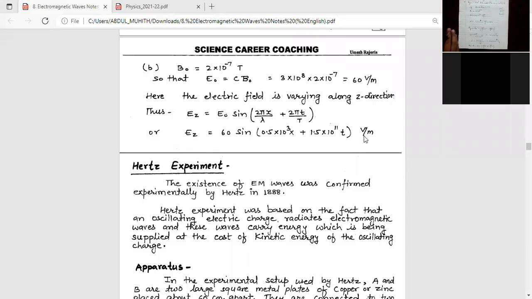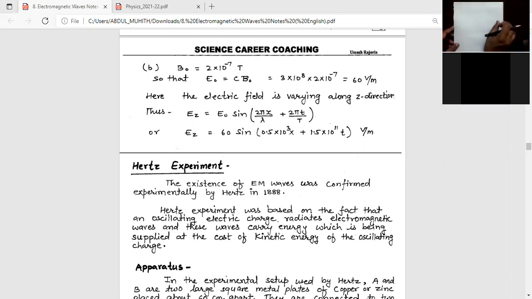Now see here, what is it that we are doing now? Here, how to calculate? We know what B0 is, and now we have to find out the equation for the electric field. So what is that?